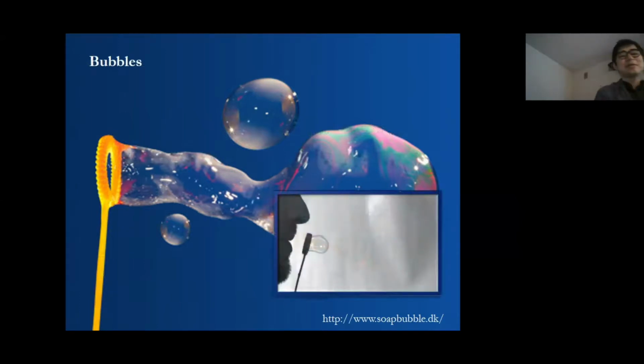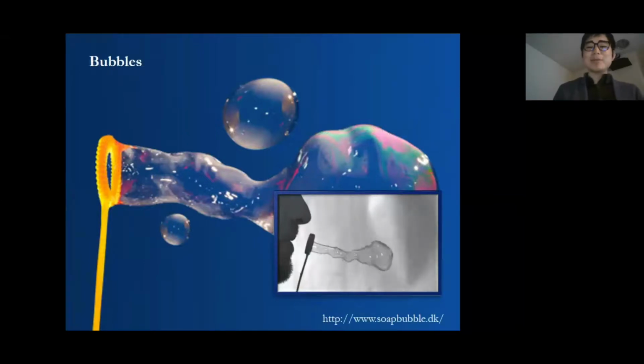So before I get into the real math and the physics, let's just look at some phenomena in our real world. So the first thing is bubbles. When we blow bubbles, we see these very thin films evolve with the blowing wind and change their shape and split into oscillating spheres. And how does this happen?